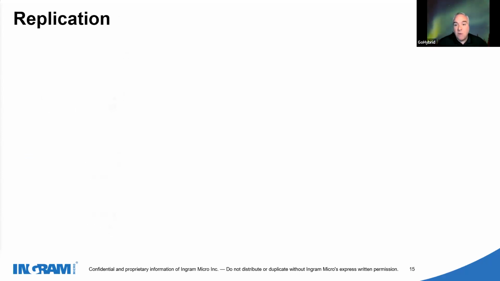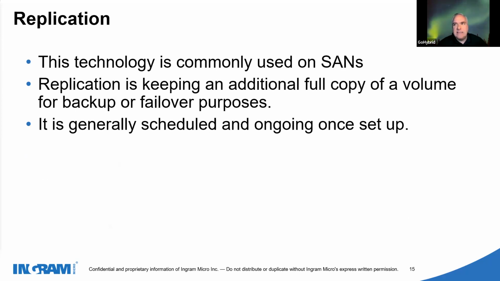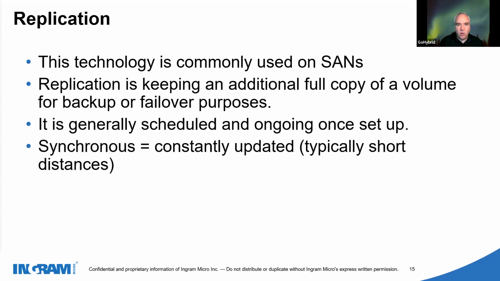Replication. Replication is a technology commonly used on storage area networks. Replication is keeping an additional full copy of a volume for backup purposes or failover purposes. It's generally scheduled, and once it's scheduled, it's ongoing once it's set up. There are two main types of replication. One is synchronous. Synchronous means it's constantly updated. Typically, you do this over short distances.